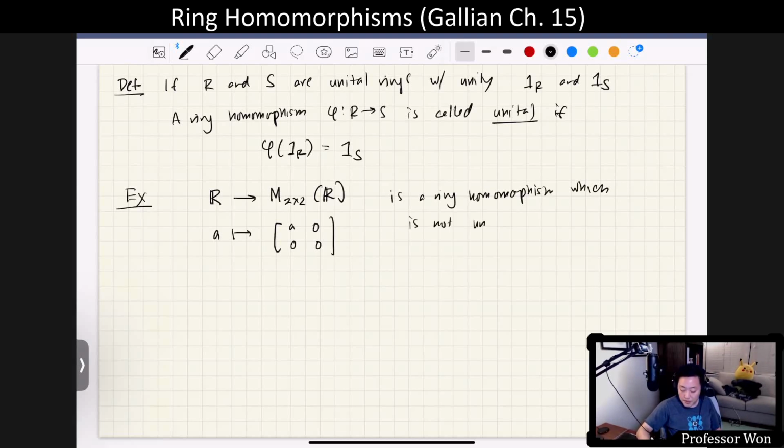Okay, so sometimes we'll want to talk about unital ring homomorphisms, so I just want to have this definition around. I'm not going to assume in general that ring homomorphisms are unital, except when I need it.